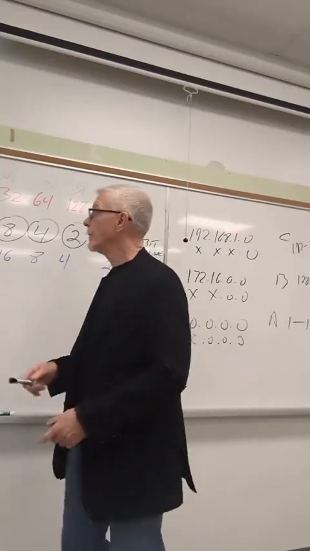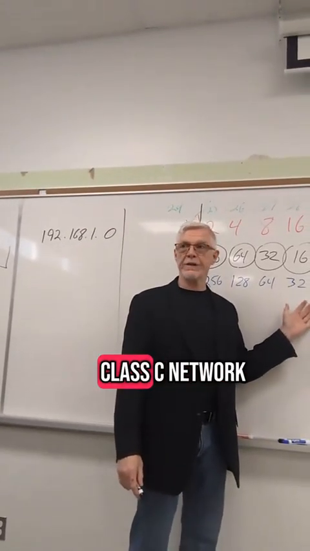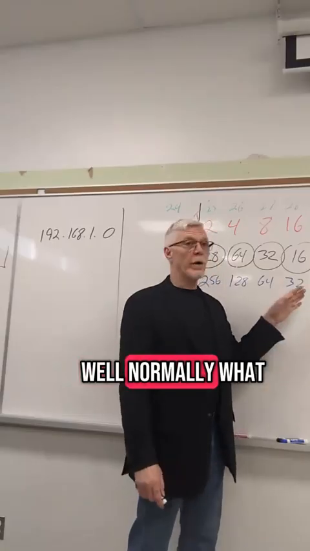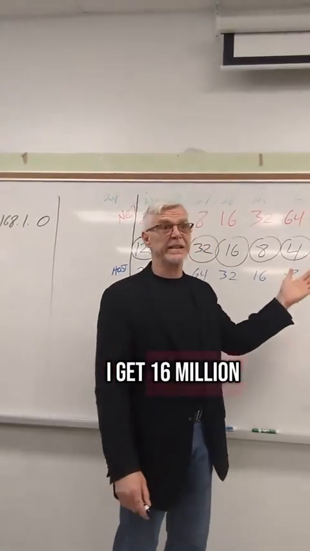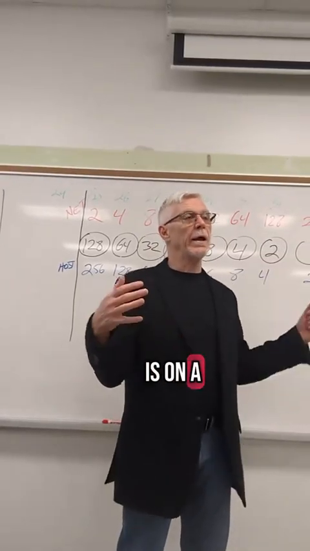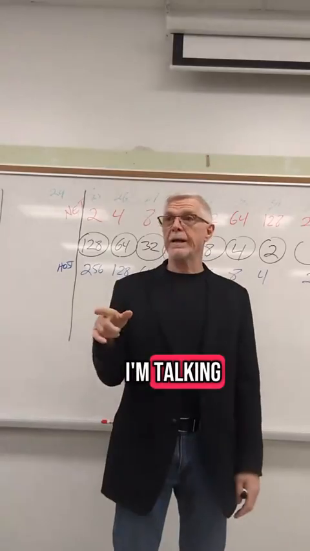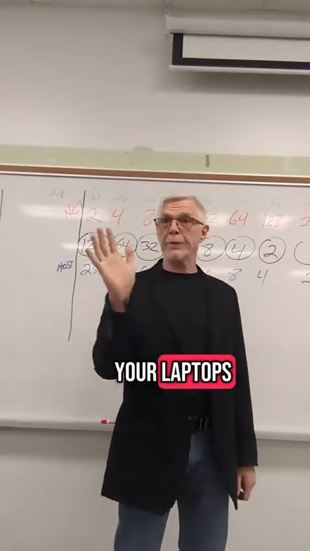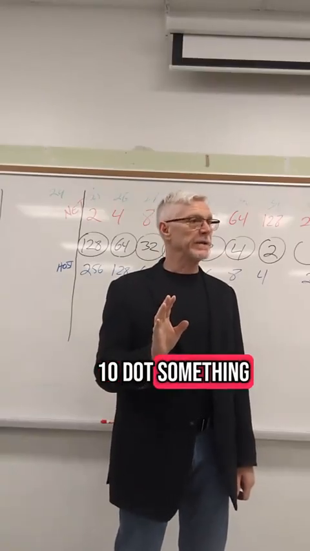Now, what if I told you you could break the rules, Elizabeth? Interesting thing. So this right here is the easy way to subnet a Class C network. What is subnetting? I'm sure you're wondering. Well, normally if we have Class C, I get 254 addresses. Class B, I get 16,000. I think Class A, I get 16 million. This class right now that we're in, though, is on a subnet of its own. For example, while I'm talking, do me a favor, bring up a command prompt and do an ipconfig on your laptops. Tell me the address you have. It's going to be 10 dot something something something something.